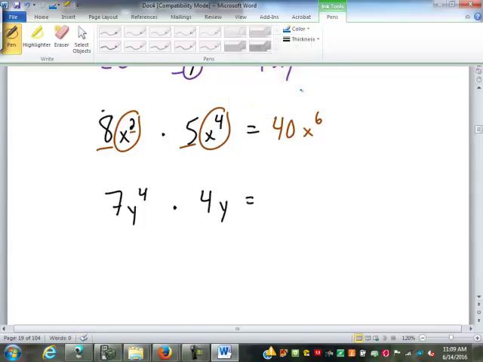So here, 7y to the 4th times 4y. We combine the counts. 7 times 4 is 28. Now the y to the 4th times y can be a little tricky. Remember, we don't write it here, but what power is really here? 1. It's y to the 1. So 4 plus 1 is 5. That's y to the 5th. Y to the 4th times y to the 1 is y to the 5th.